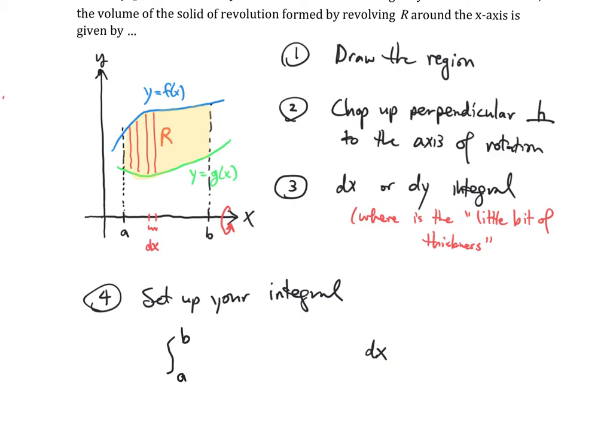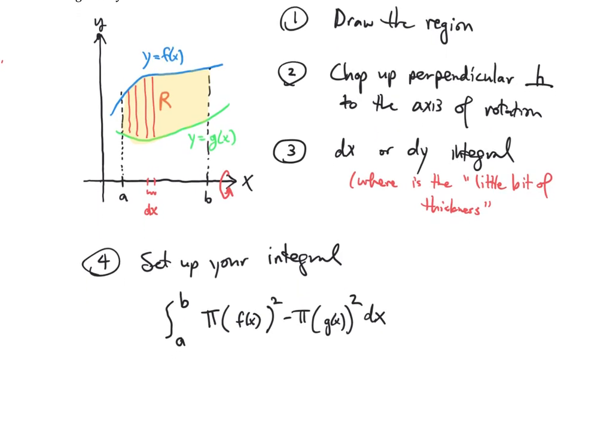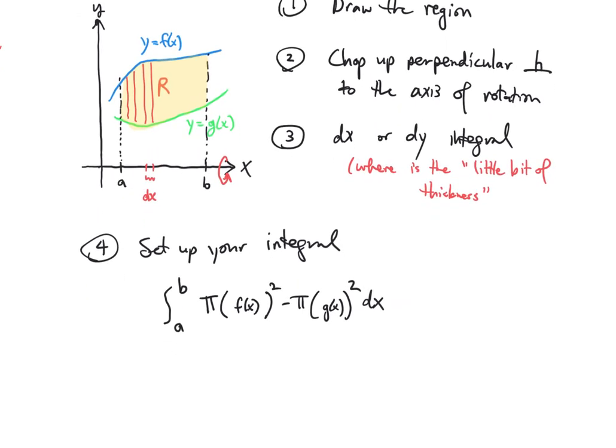We are going to have pi times something squared minus pi times something else squared. Okay, so then the question is what goes inside those two parentheses? And the answer to that question is you can write your function values in. So in this case, f of x is the bigger function and g of x is the smaller function. And this is because we're rotating about the x-axis in this particular case.